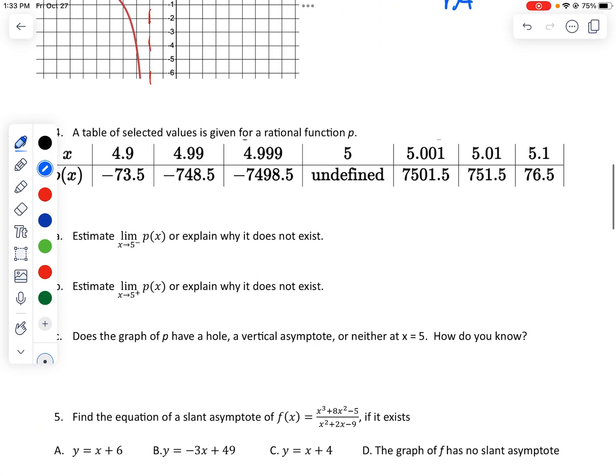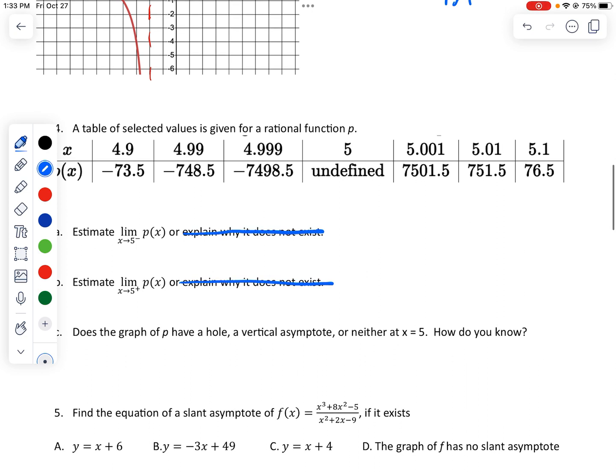So the next one here. What is happening is our limit. So this is the limit as we go to 5, because we know it's undefined there, from the left-hand side. So if I move to 5, 4.9, 4.99, 4.999, what is happening to those values? Well, they're getting more negative, so it's going down to negative infinity.